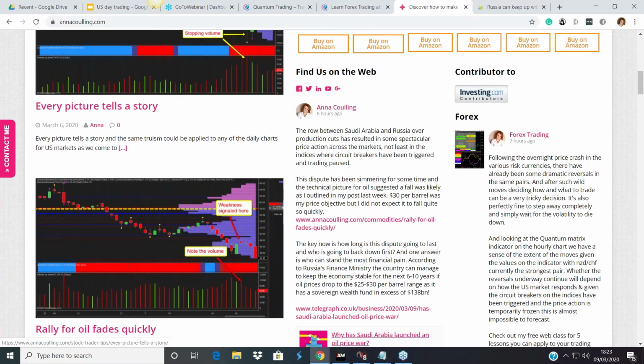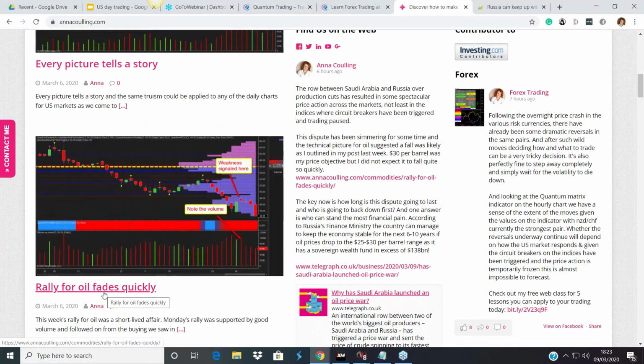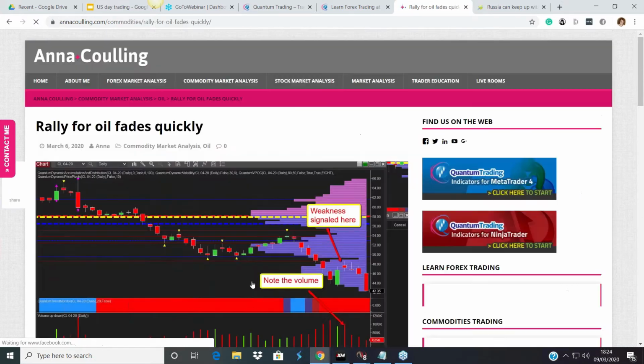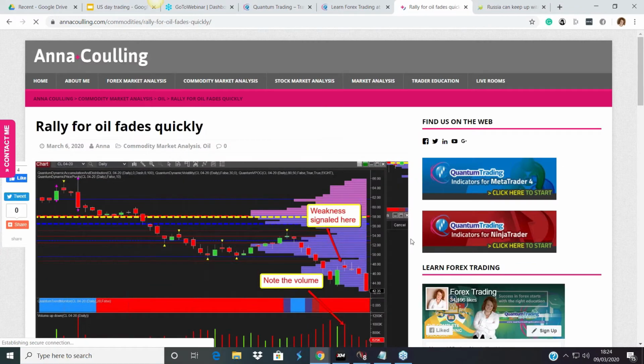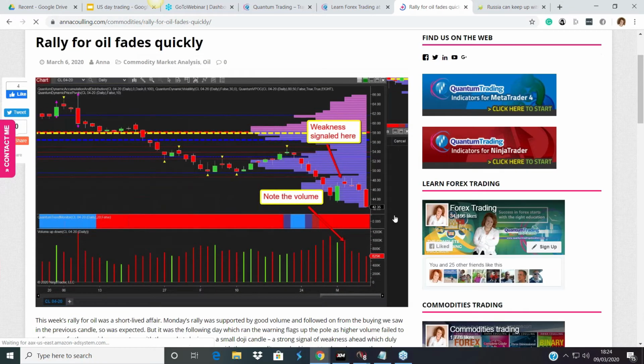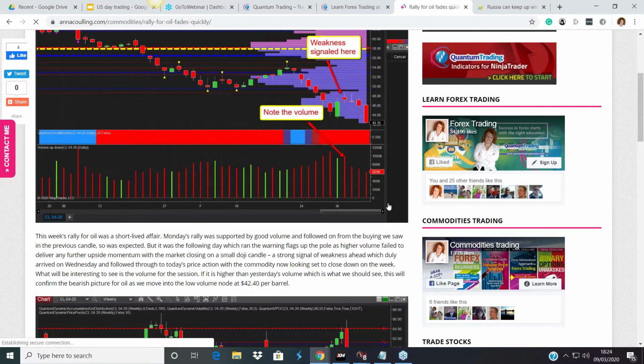There was also a blog post about 10 days or so ago, where it did look as though there was a little bit of a rally in oil, a tradable rally, as it were. But this was before the price just collapsed over the weekend, mainly because of the row that has erupted between Russia and the Saudis.